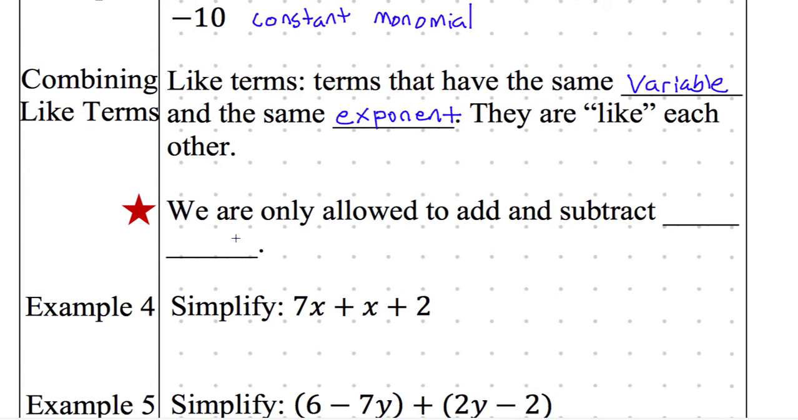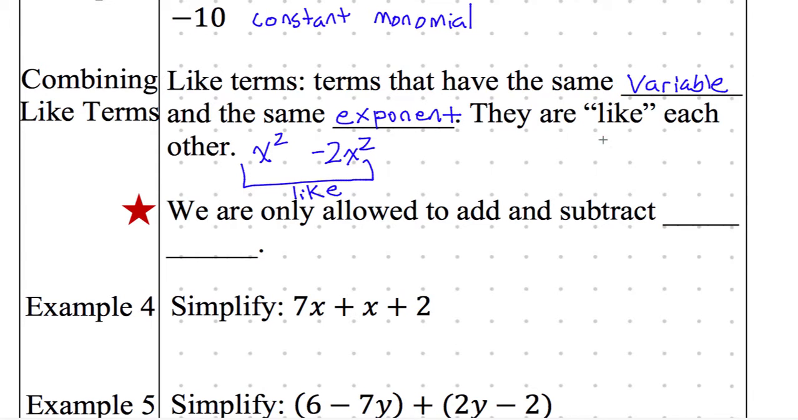So a few examples before we come down here. X squared and negative 2x squared. These are like terms because look at their letters. They both have the letter x. Look at their exponents. They both have the power 2. Even though they had different coefficients, they had different signs, I don't care about any of that. I only care about the variable. I only care about the exponent.